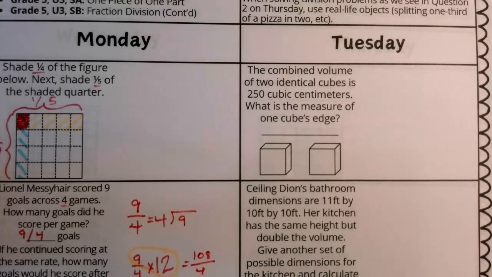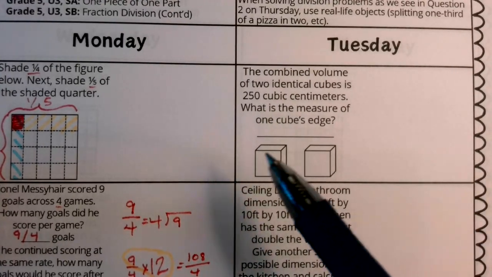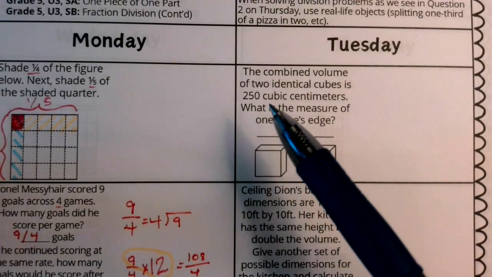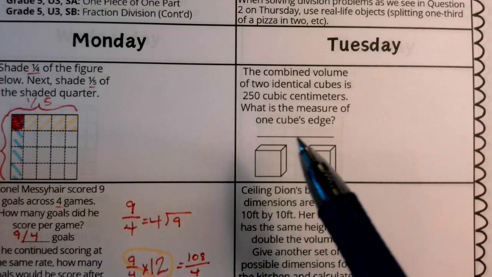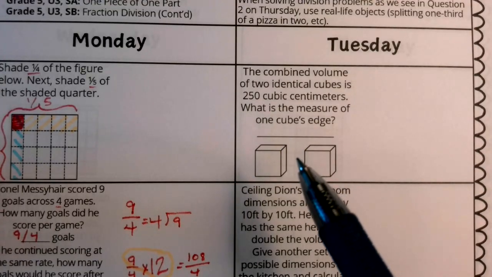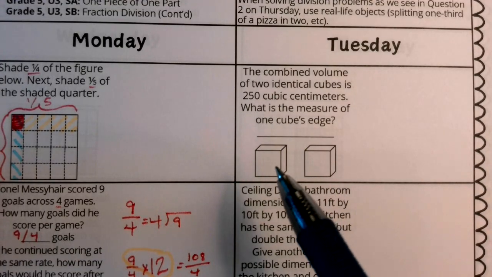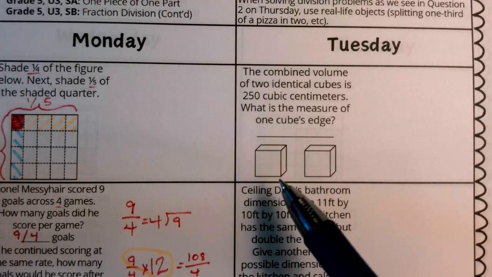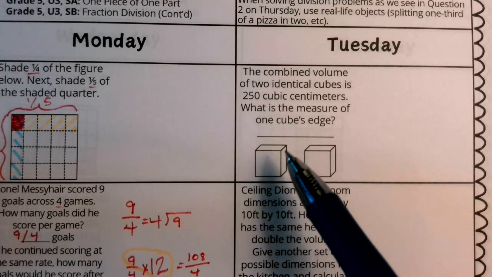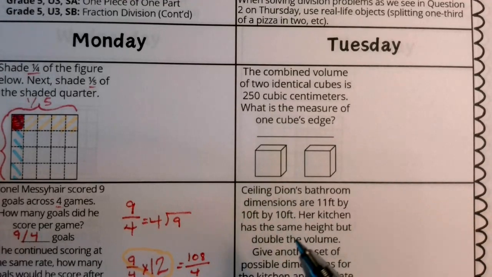Number 1 says the combined volume of two identical cubes is 250 cubic centimeters. What is the measure of one cube's length? Well, first of all, one of the things we need to know is, of course, a cube has all three dimensions that are the same. So whatever the length of this dimension is going to be the same as this, is going to be the same as this, right? That is the nature of a cube.